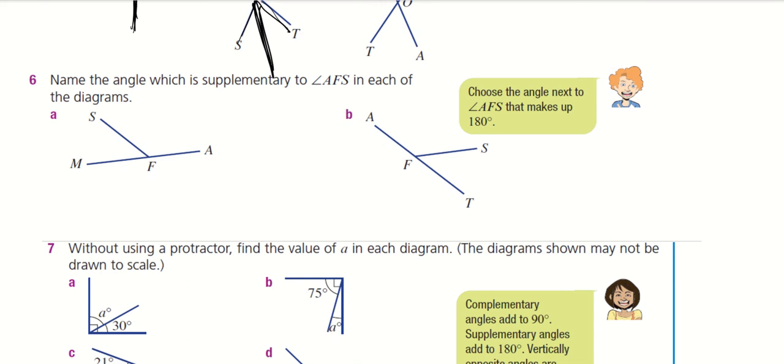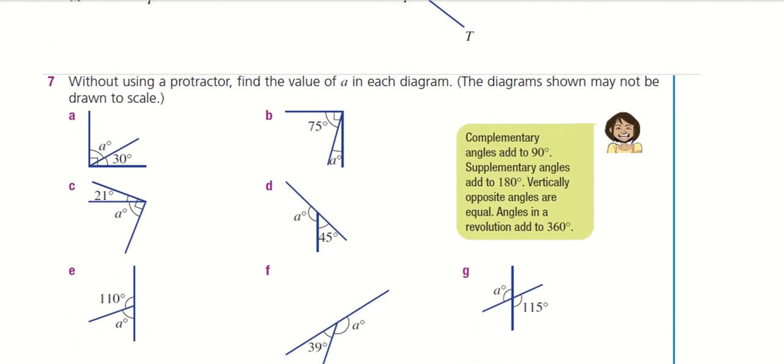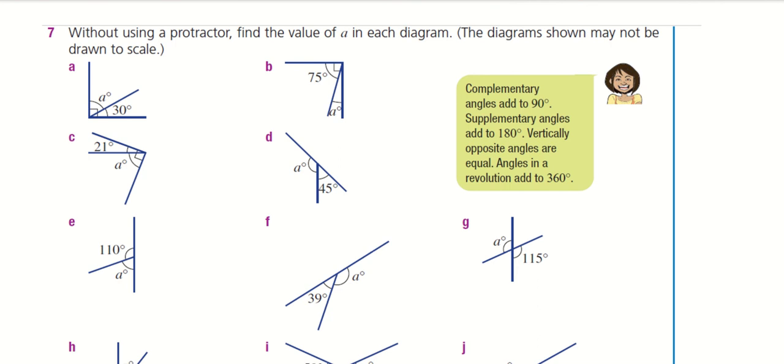Supplementary, remember, probably the most important, although they're all important. AFS is that angle, so obviously the other supplementary is MFS. They add up to 180. Remember, supplementary 180. So without a protractor, this is how it works.